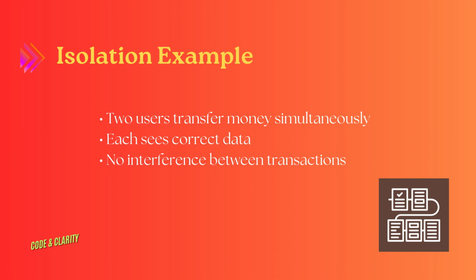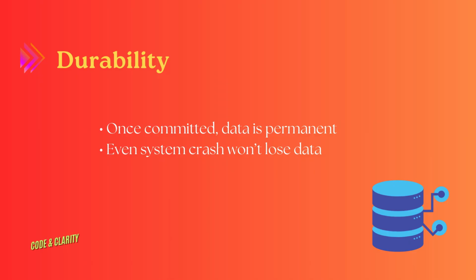The next one is durability. Durability ensures that once a transaction is successfully committed, it is permanently saved in the database. Even if the system crashes, power fails, or the server restarts, the data is not lost. So, what is durability? It ensures that once the transaction is successfully committed, it is permanently saved in the database. That record is saved forever.